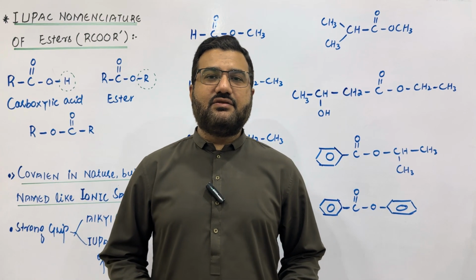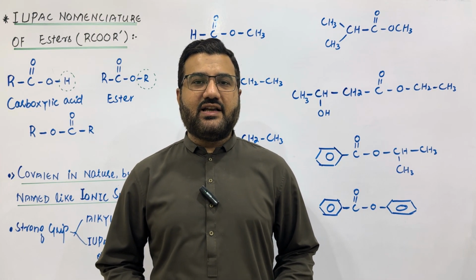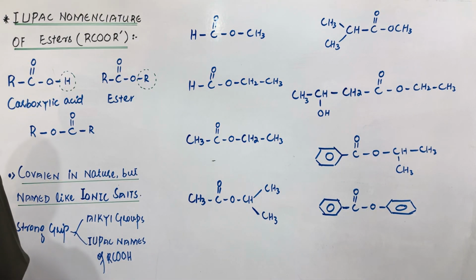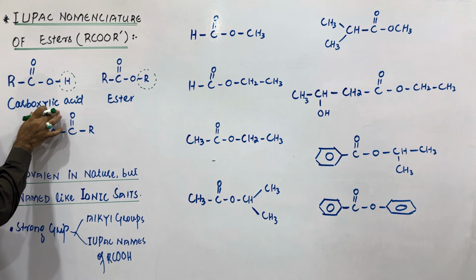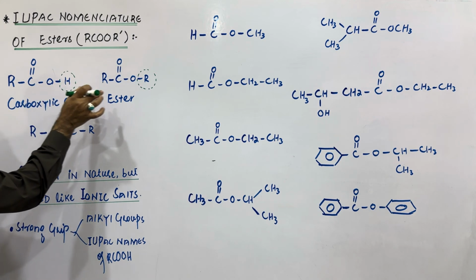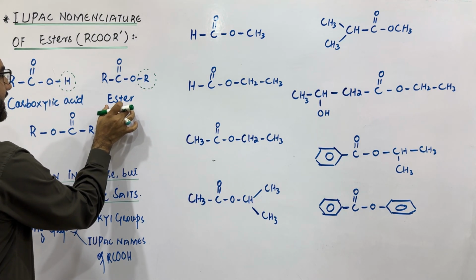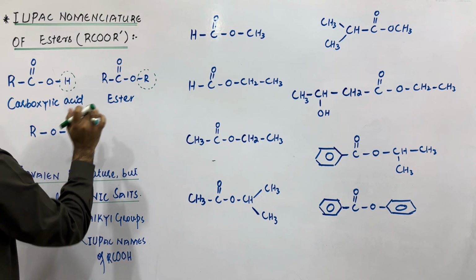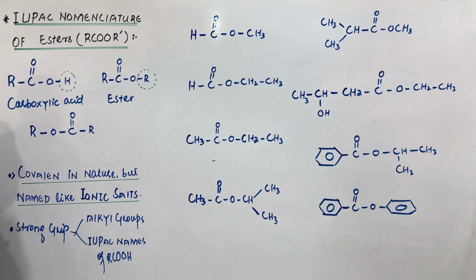Welcome dear students to the IUPAC nomenclature of the esters. Esters are basically the functional group derivatives of the carboxylic acids. When you replace the hydrogen of the carboxyl group with an alkyl group, then you will get the new class, which is a functional group derivative of carboxylic acid, and that is called the esters.